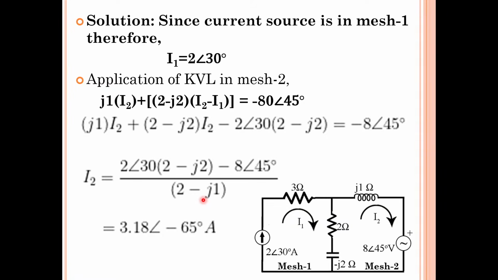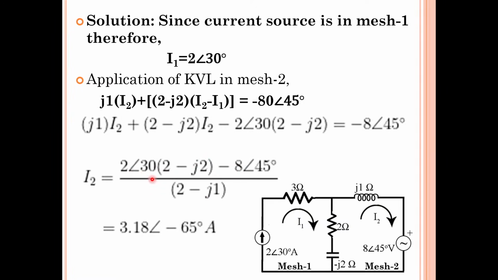There is an option in your scientific calculator, POL, somewhere, maybe in yellow color or red color. POL and REC are written in your calculator. You can convert with that. It's very simple and easy to convert rectangular to polar and polar to rectangular.